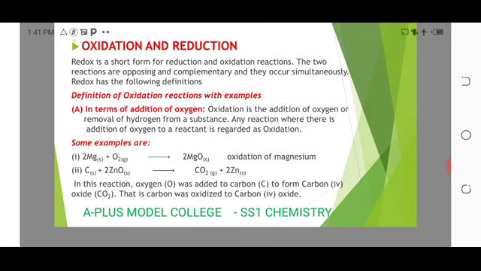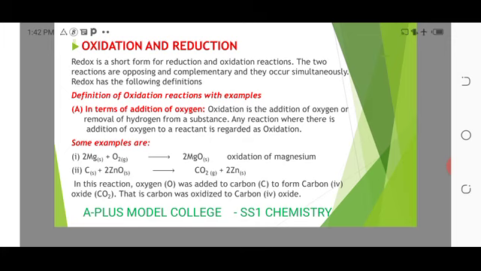So let's look at the definitions of some of these terms that we use in redox reaction. The first one is we want to define oxidation. We want to talk about oxidation first and the definition of oxidation reactions with examples. What is an oxidation? We can define oxidation in several ways. The first way is when we define oxidation in terms of addition of oxygen.